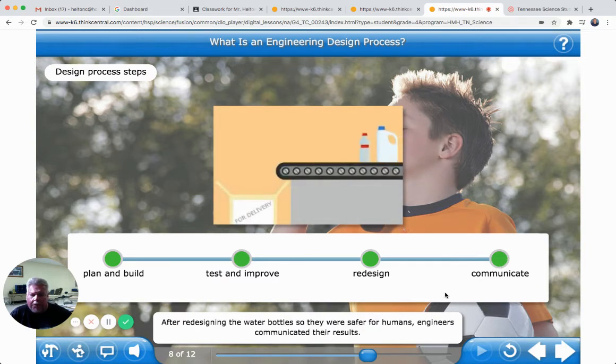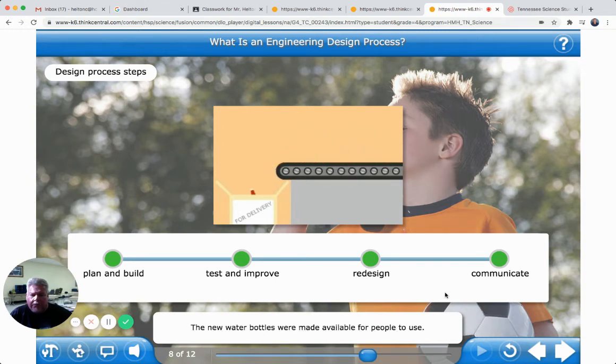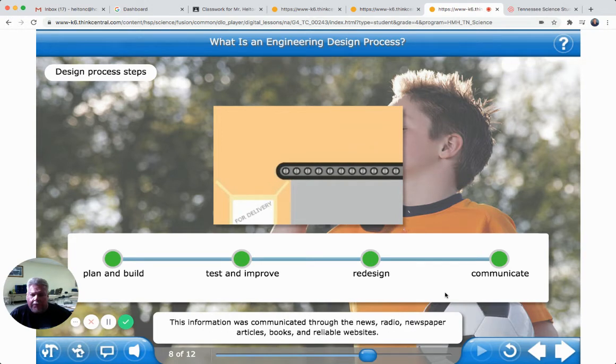After redesigning the water bottles so they were safer for humans, engineers communicated their results. The new water bottles were made available for people to use. This information was communicated through the news, radio, newspaper articles, books, and reliable websites.